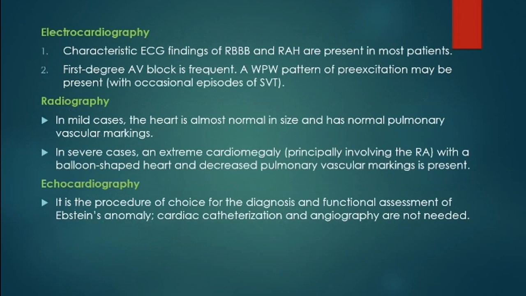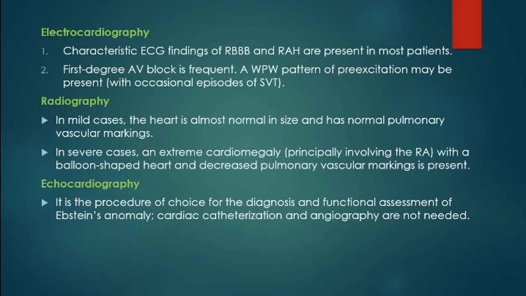ECG shows right bundle branch block and right atrial hypertrophy in most cases. Sometimes we can show first-degree heart block. Wolff-Parkinson-White pattern of pre-excitation can be elicited. Sometimes a patient may present with SVT, and this can be elicited by ECG.